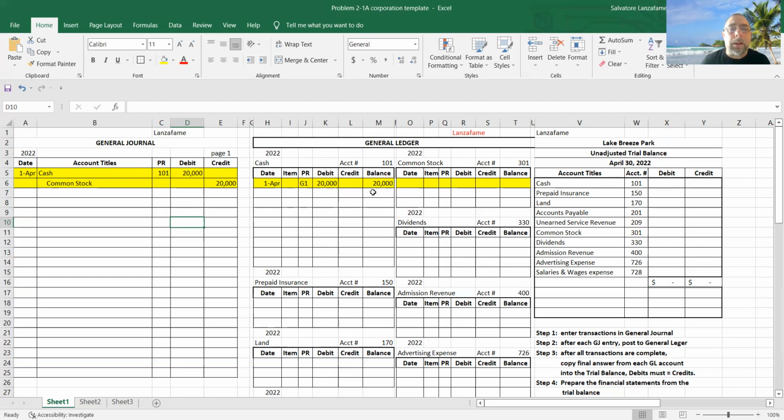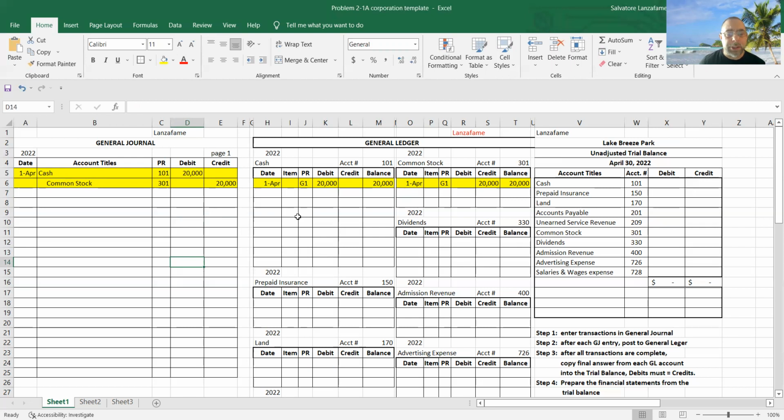Okay, so now let's post to common stock. We're going to put in the date, April 1st, nothing in the item. G1, we are now going to be crediting the common stock for $20,000, and the new balance is $20,000. Cross-reference back with the 301. There we go. So that's your first transaction.